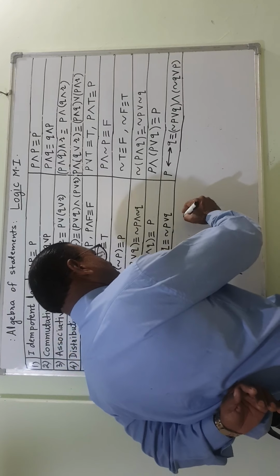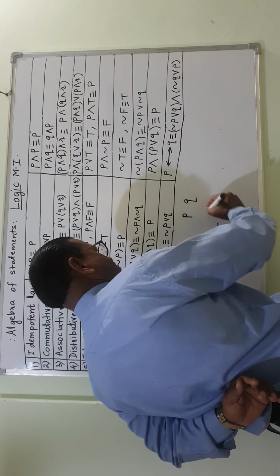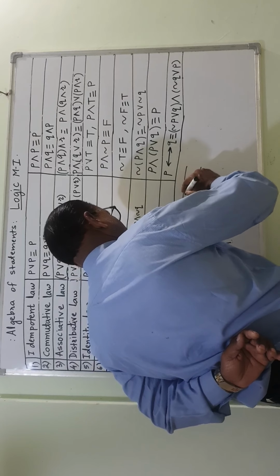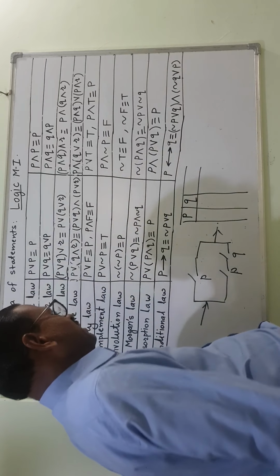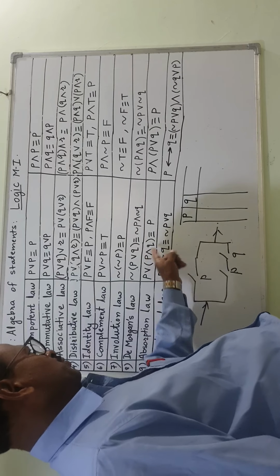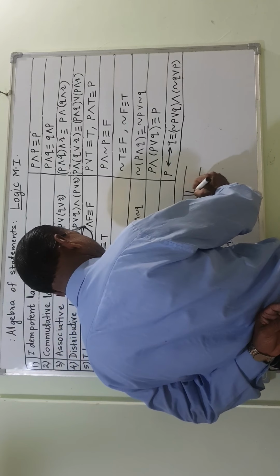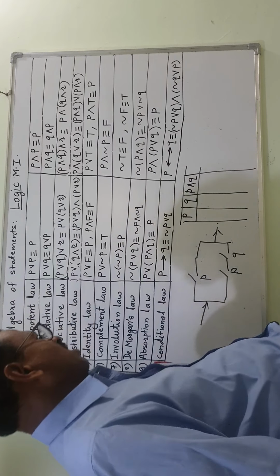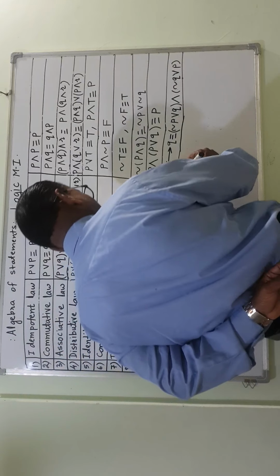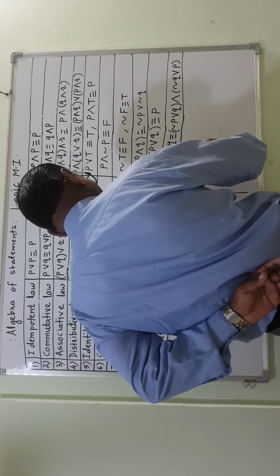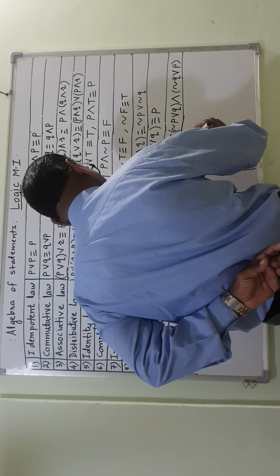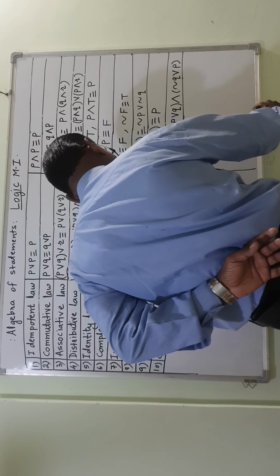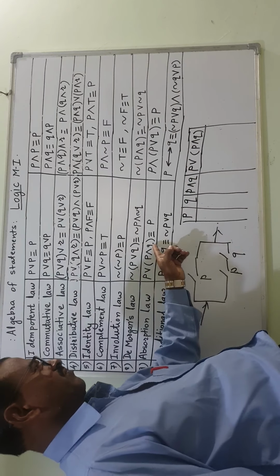Now I will see this is P and this is Q switch. Now what I want is P and Q. And next what I want is P or P and Q. Immediately we can do it. See this, I am verifying this.